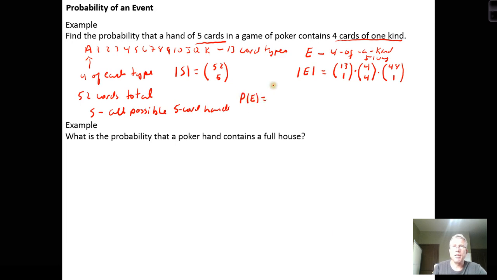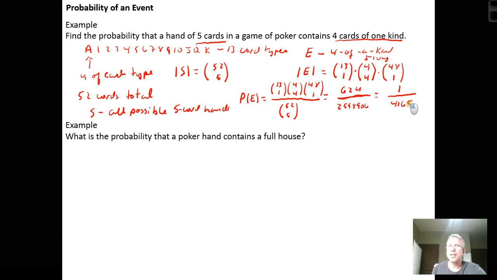And so I can look then at the probability of that event, which is just going to be the number of elements in E, and I need to divide by the number of elements in the sample space, which is 52 choose 5. To work this out ahead of time, I crunched all these choose expressions. And I got 624 in the numerator, and I got 2,598,906 different possible card hands. And then this actually simplifies to a 1 in 4,165 chance of pulling a 4 of a kind in a single deal of the cards.